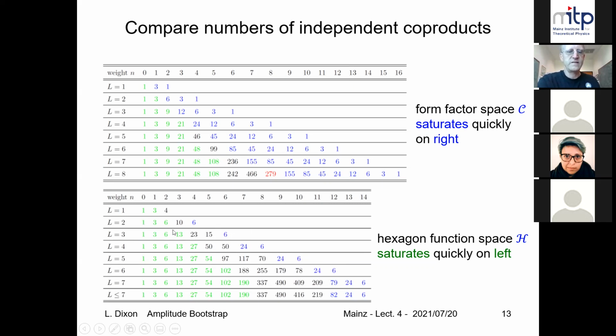On the other hand, the saturation on the left is much more quick. And so by 7 loops, we've already saturated out to weight 7, whereas we were stuck over at weight 5 or so in the form factor case. So this is the sort of general structure of this space. It grows more slowly from the left than the form factor space, but you don't have as much information about the final entries coming from the right.